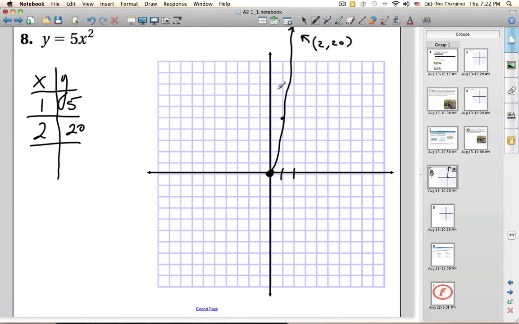Right now, this is my axis of symmetry. I know that whatever has happened here on the right side of the axis of symmetry, it will be matched on the other side.